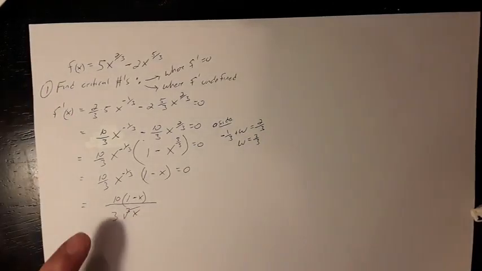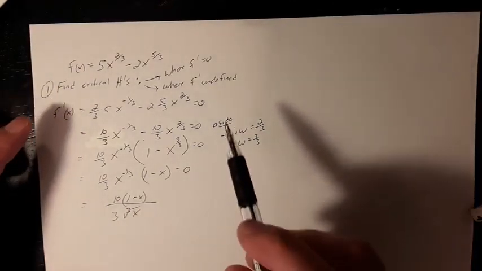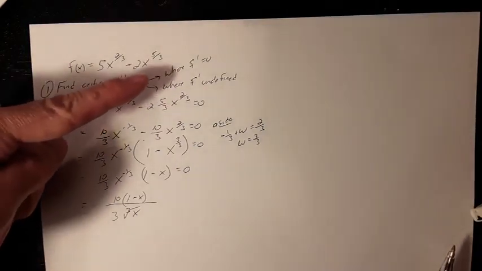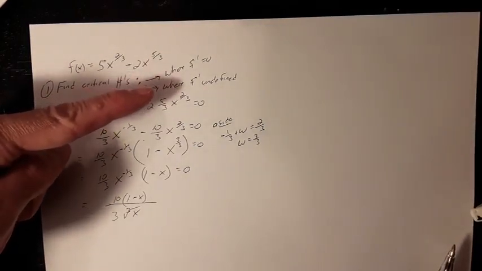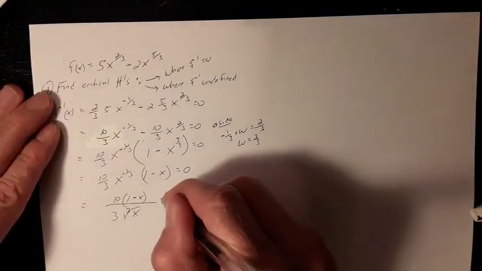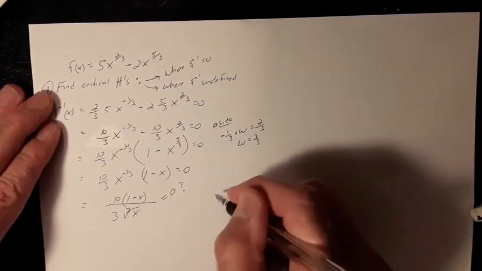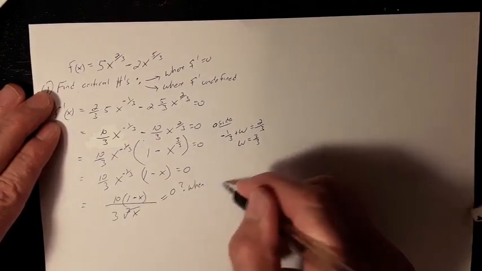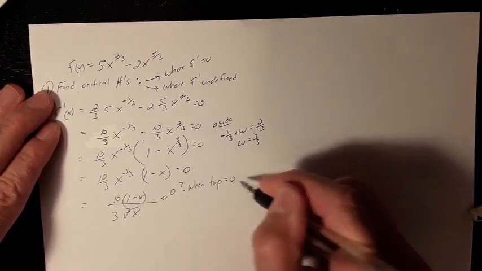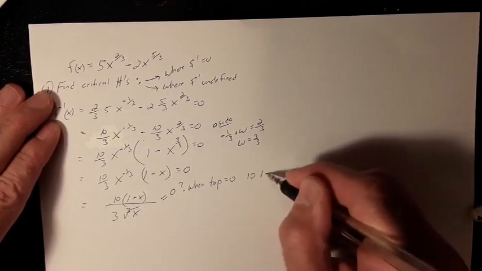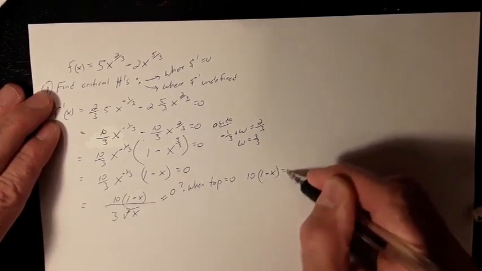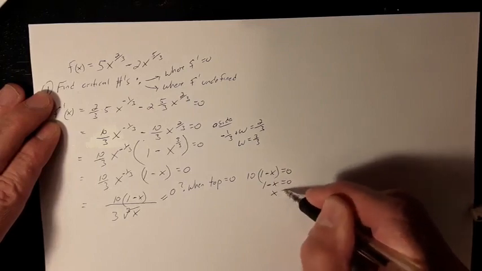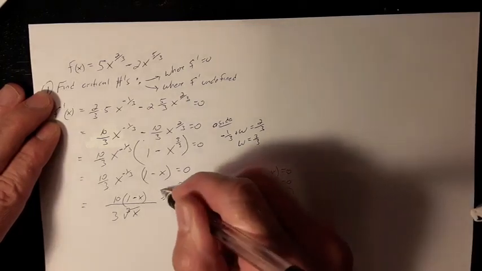There's that first derivative. Now, if you remember, for critical numbers I want to know where f prime equals 0 and where f prime is undefined. So I want to know where this equals 0. A fraction only equals 0 when the top is 0. In other words, when 10 times 1 minus x equals 0. That's going to happen when 1 minus x equals 0, which happens when x equals 1.